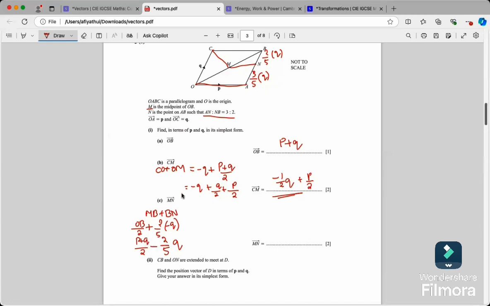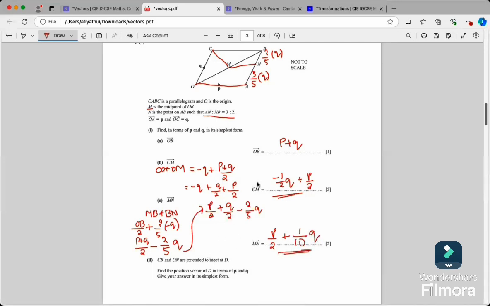So it will become half minus 2 over 5. Half minus 2 over 5, you will get 1 by 10. Because if I continue this step over here, it will become P by 2 plus Q by 2 minus 2 by 5 Q. So there is only one P by 2 you have. So half minus 2 by 5, which is plus 1 by 10 Q.